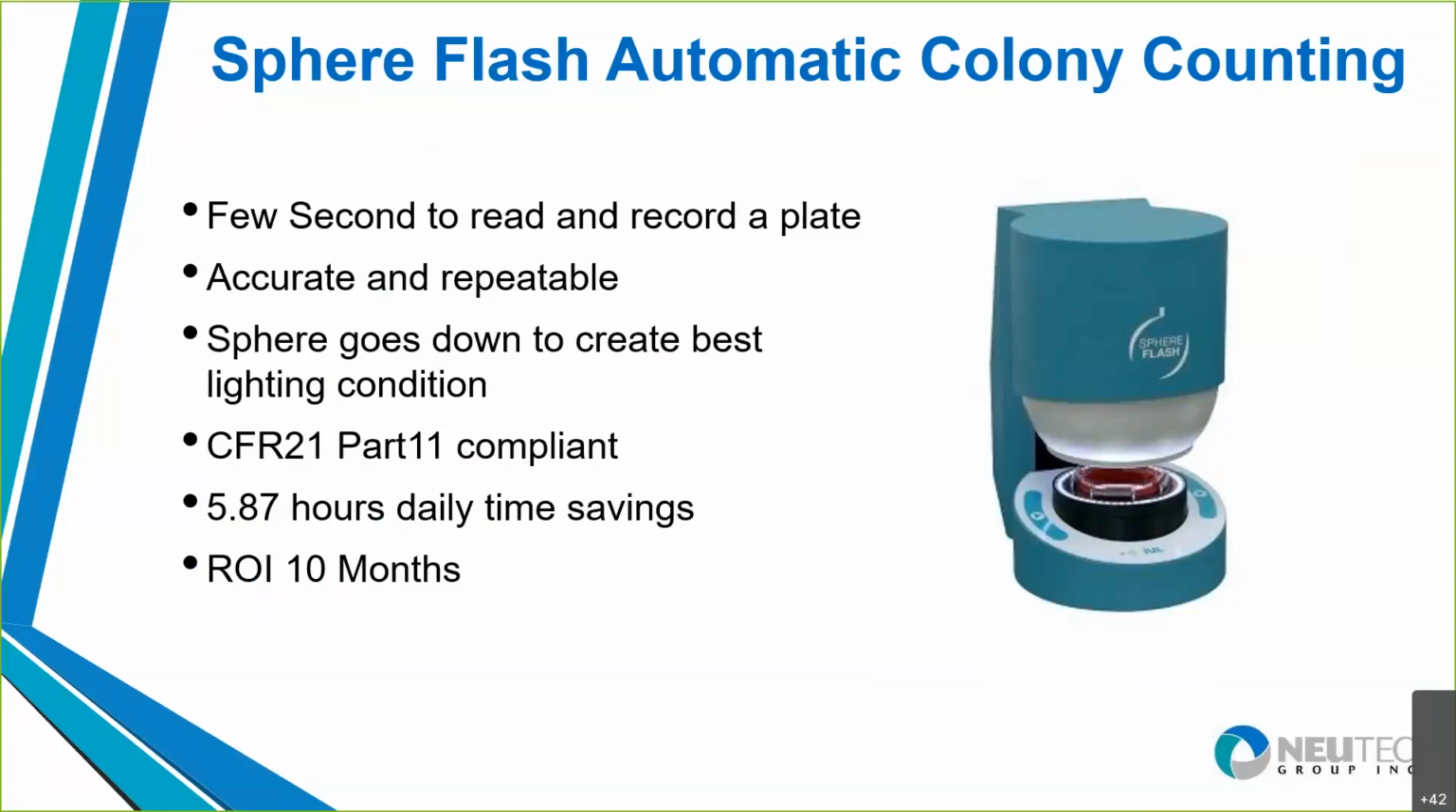This system is set up to eliminate problems that come from ambient light, makes it very accurate and repeatable. The data handling is Part 11 compliant. And when you start to look at just replacing the process of counting colonies manually, you're already at 6 hours a day in time savings for a normal number of dishes that you would go through. And so if you think about that in terms of ROI, you're basically at 10 months if you consider the labor costs that are eliminated, or at least optimized in being able to do other things by having this system.